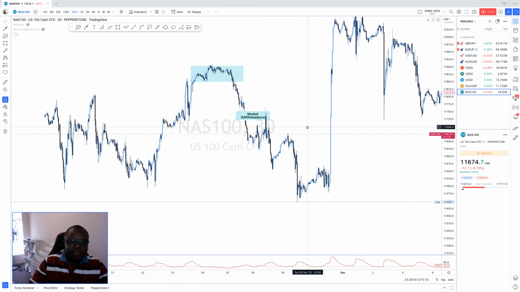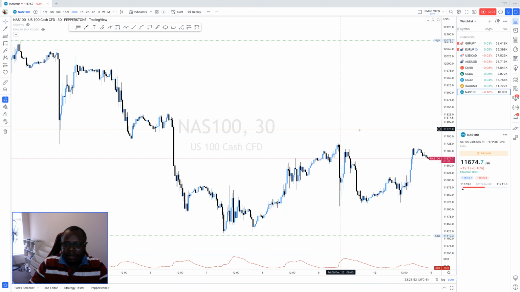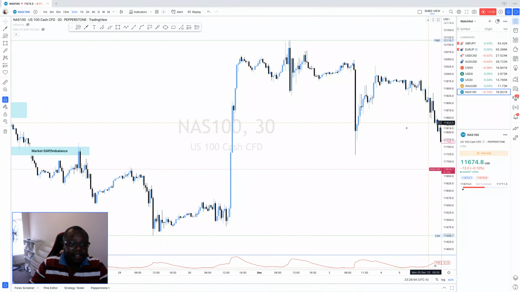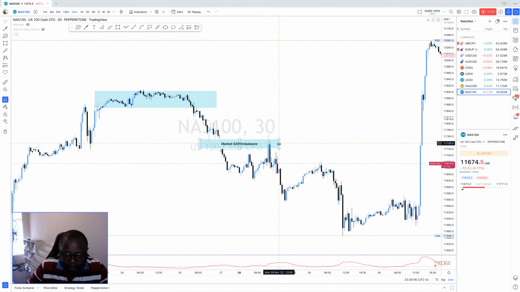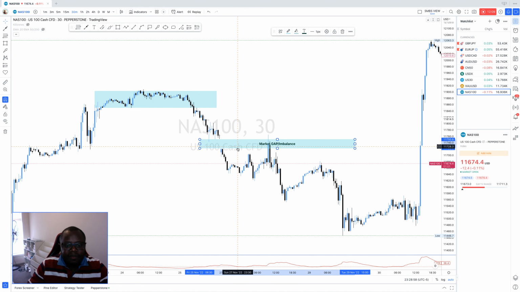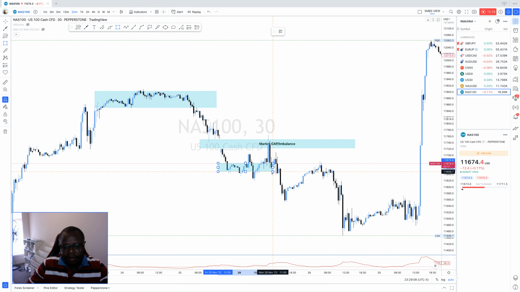Anyway, I'll just illustrate it. If you want to see how the market filled that imbalance, we are here. How the market filled this imbalance: they brought the price all the way down to here, consolidated the price for a few hours, then pushed the price back up and corrected this imbalance here.